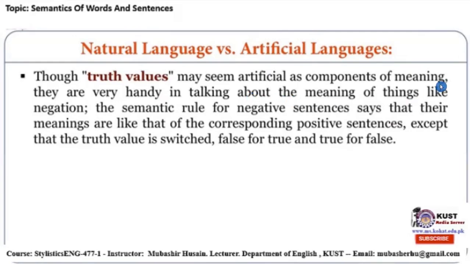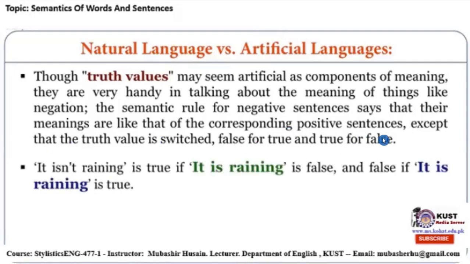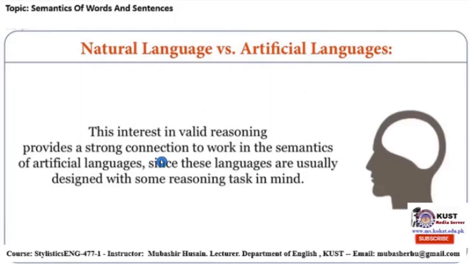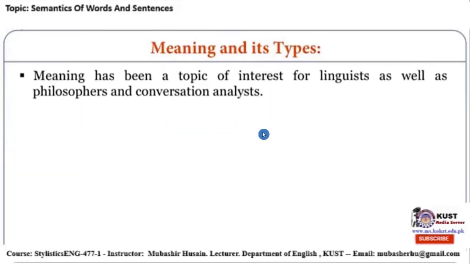Though truth values may seem artificial as components of meaning, they are very handy in talking about the meaning of things like negation. The semantic rule for negative sentences says that their meanings are like the corresponding positive sentences, except that the truth value is switched: false for true and true for false. If "it is raining" is true, then "it is not raining" is false, and false if "it is raining" is true. This interest in valid reasoning provides a strong connection.